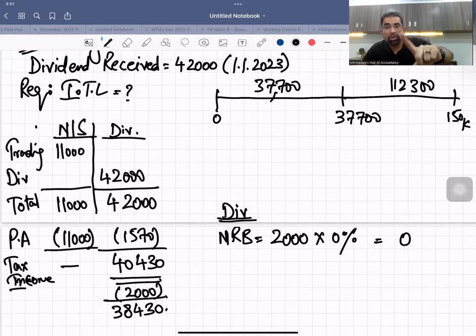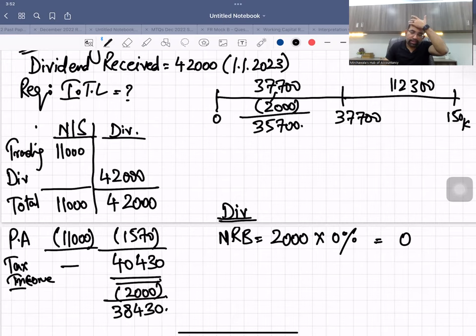And now we are on the first band. This time we haven't used any band. So yes, let's start using it. Now 35,700 is left. Now, as you are done with NRB, now you have to calculate normal tax on dividends.